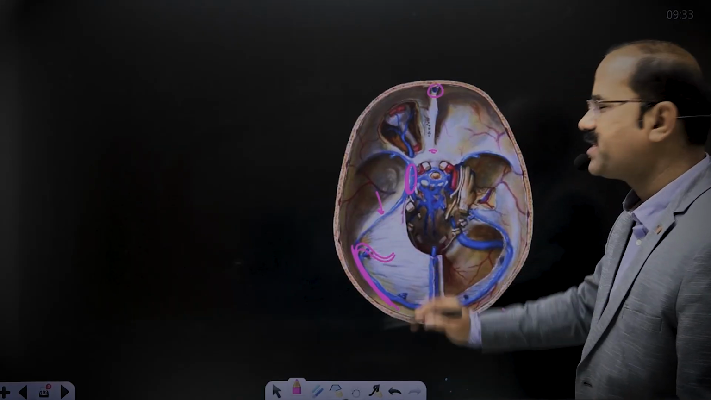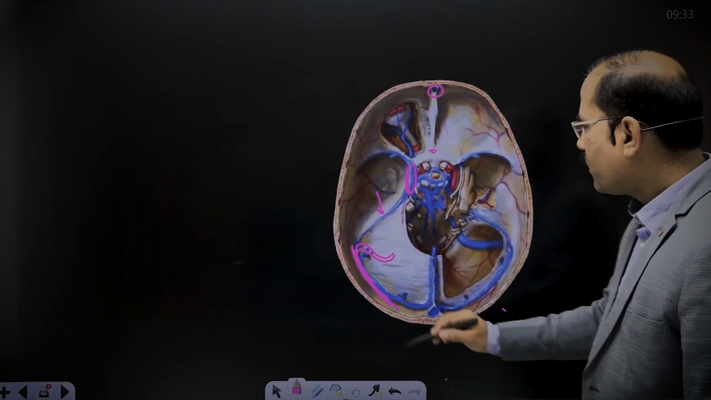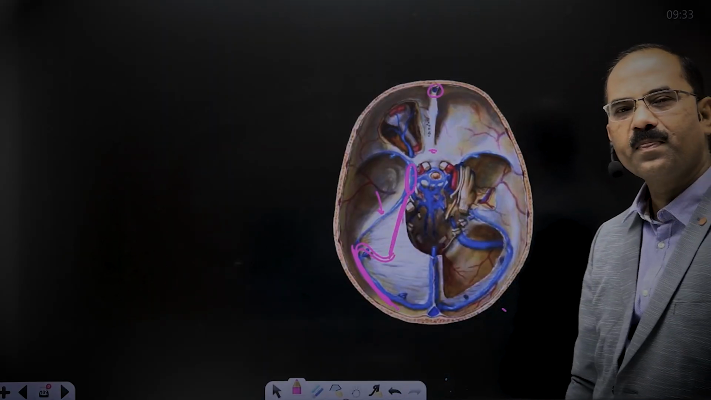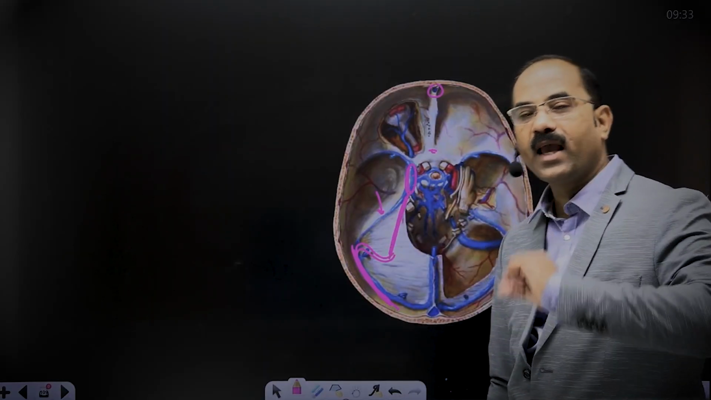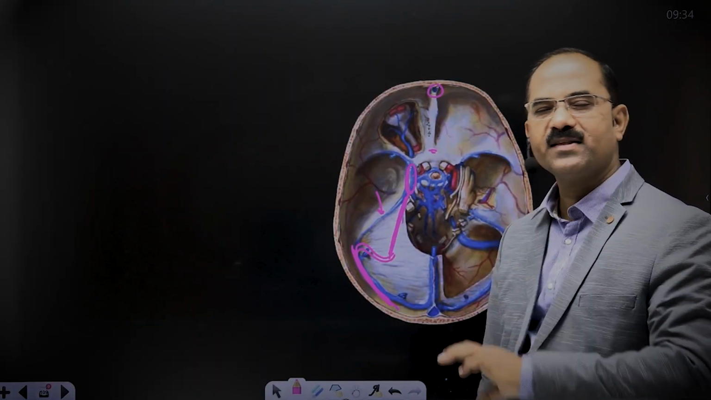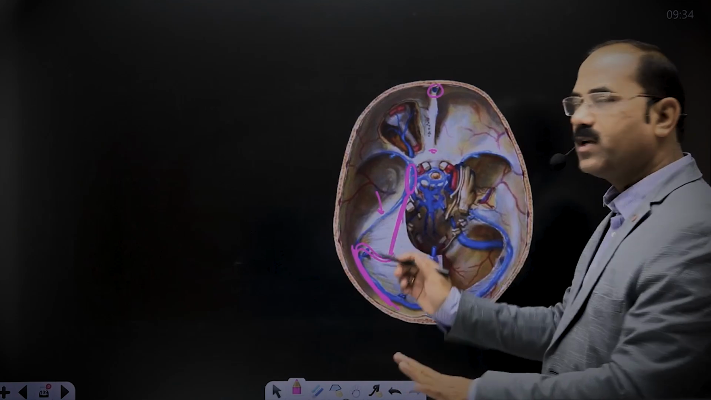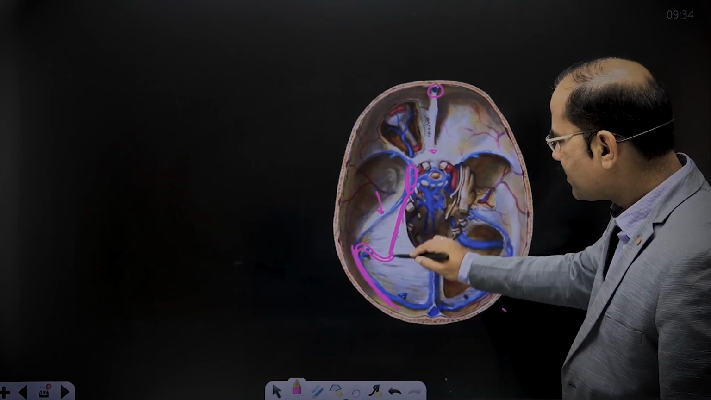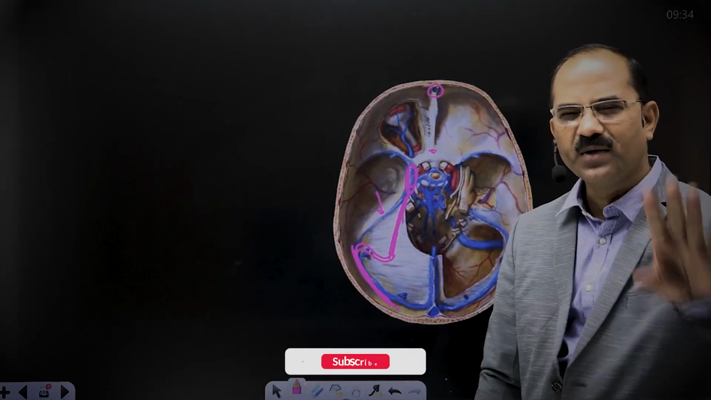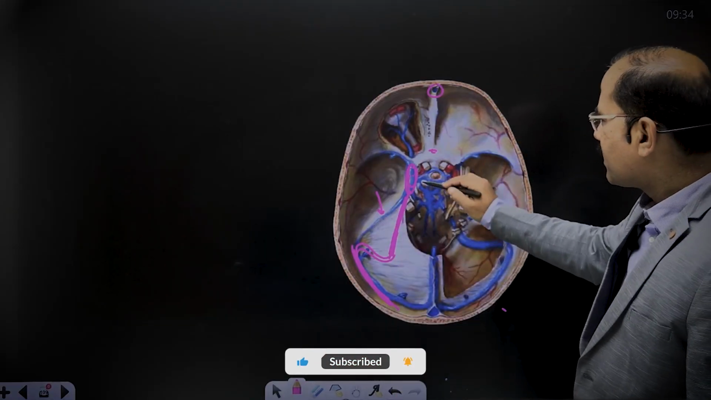That's the sigmoid sinus. And there's a vein which would connect the cavernous sinus to the sigmoid sinus, or there's a vein which would connect the cavernous sinus with the internal jugular vein. That's the inferior petrosal sinus. So the inferior petrosal sinus connects the cavernous sinus to either the sigmoid sinus or the internal jugular vein.